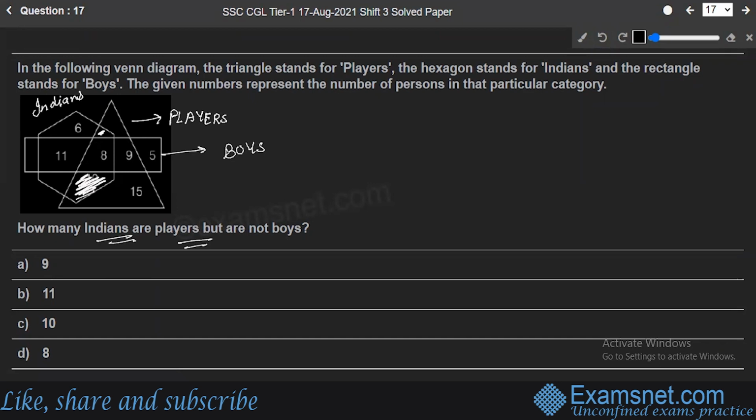Here is no number shown, so I will not consider this one. The number was shown only in this part, which was equal to 10. So I will consider this 10 as the Indians who are players, but not the boys. Correct. So the answer to this question is option C, that is 10. Right? Hope you're clear. Let's move to the next question.